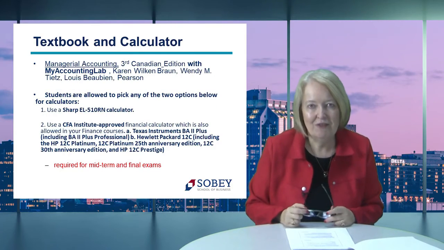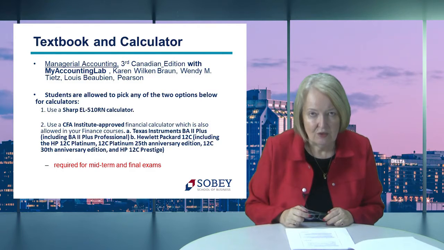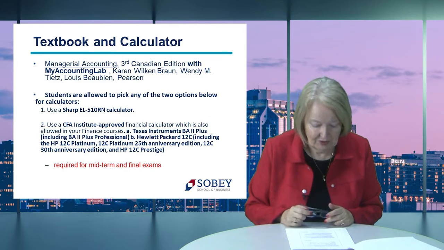The next important piece of information for this course concerns the textbook, which is listed in your syllabus. It's Managerial Accounting, the 3rd Canadian edition, and it includes MyAccountingLab, so you will need to have access to the lab. If you purchased your book as a used copy, you can buy the access code separately, but you need the access code because your quizzes and discussion boards are all on the online version of this course.